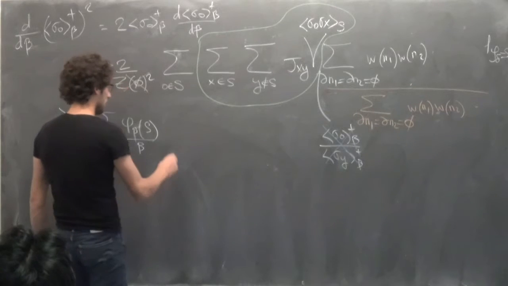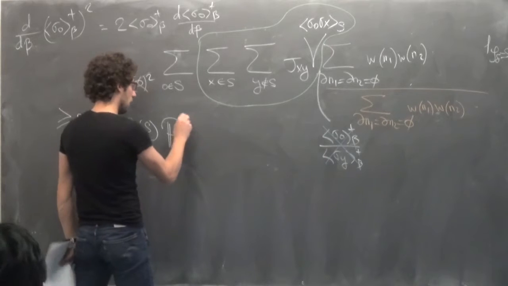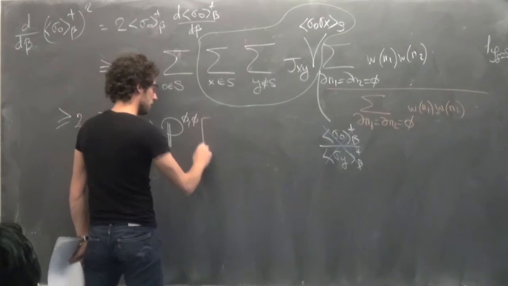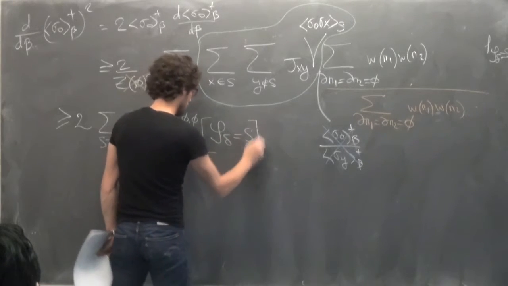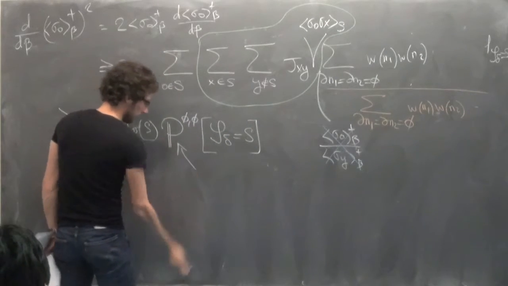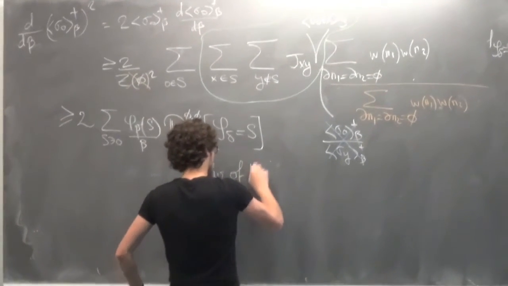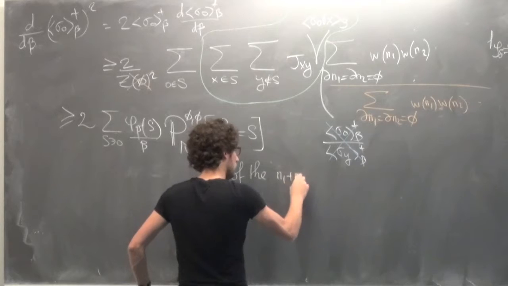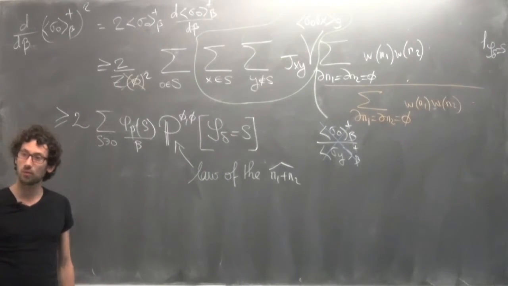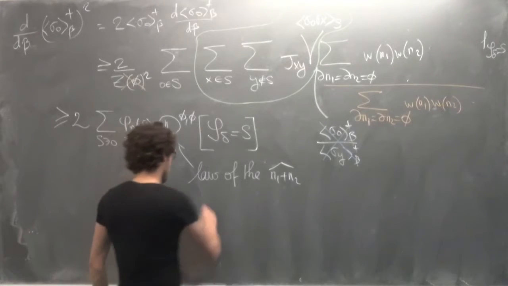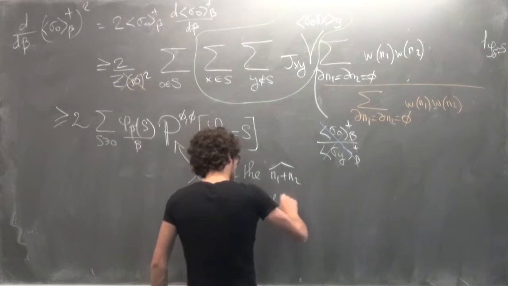I'm going to write it like that. I'm going to write it as a probability. I'm going to put empty set of s delta equal s. And this is what? This is the law of the trace of n1 plus n2 hat. Remember the notations. That means the trace of the sum of two currents where n1 and n2 are sourceless.